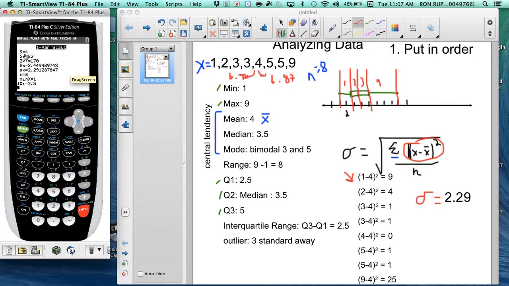So the mean, x with the little bar over, is 4. That's what we got. It tells us our standard deviation, 2.29. That's what we got. Tells our number of terms is 8. Our minimum is 1. Q1 is 2.5. Our median is 3.5. Our Q3 is 5. Our max is 9.